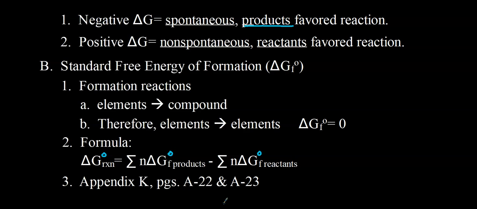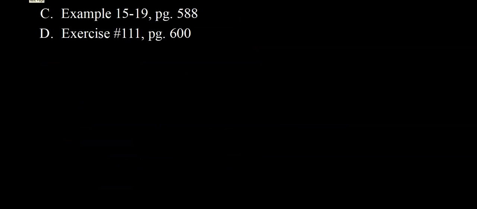I don't know if you noticed already in that table in the back of the book, you have delta HFs, you have absolute entropies, and you have delta GFs. We're going to use those values. All right, take a look on page 588. Diatomic nitrogen and oxygen molecules make up the atmosphere. Evaluate delta G for the following reaction at 298 Kelvin using delta GF values from the appendix. And then once you get the answer for delta G, determine if the reaction is spontaneous or not.